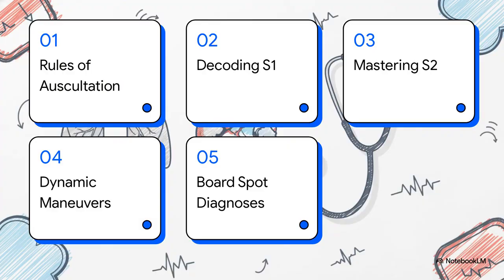So here's our game plan for today. We're going to start with the absolute non-negotiable rules of auscultation. Then we'll deep dive into S1, the first heart sound, and then S2. After that, we'll get to the really cool stuff, dynamic maneuvers. This is your secret weapon for tricky diagnoses. And we'll wrap it all up with a lightning round of spot diagnoses that you've just got to know for the boards. It's a step-by-step journey from the fundamentals all the way to mastery.